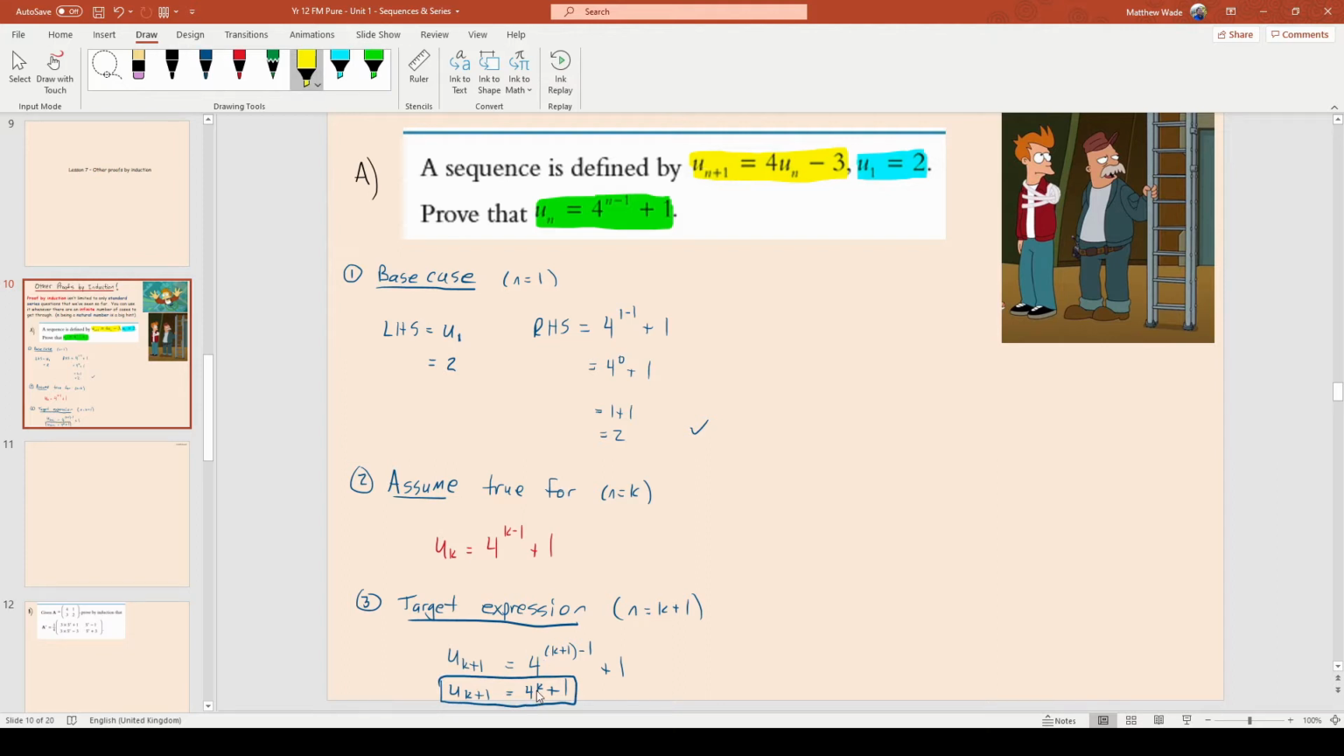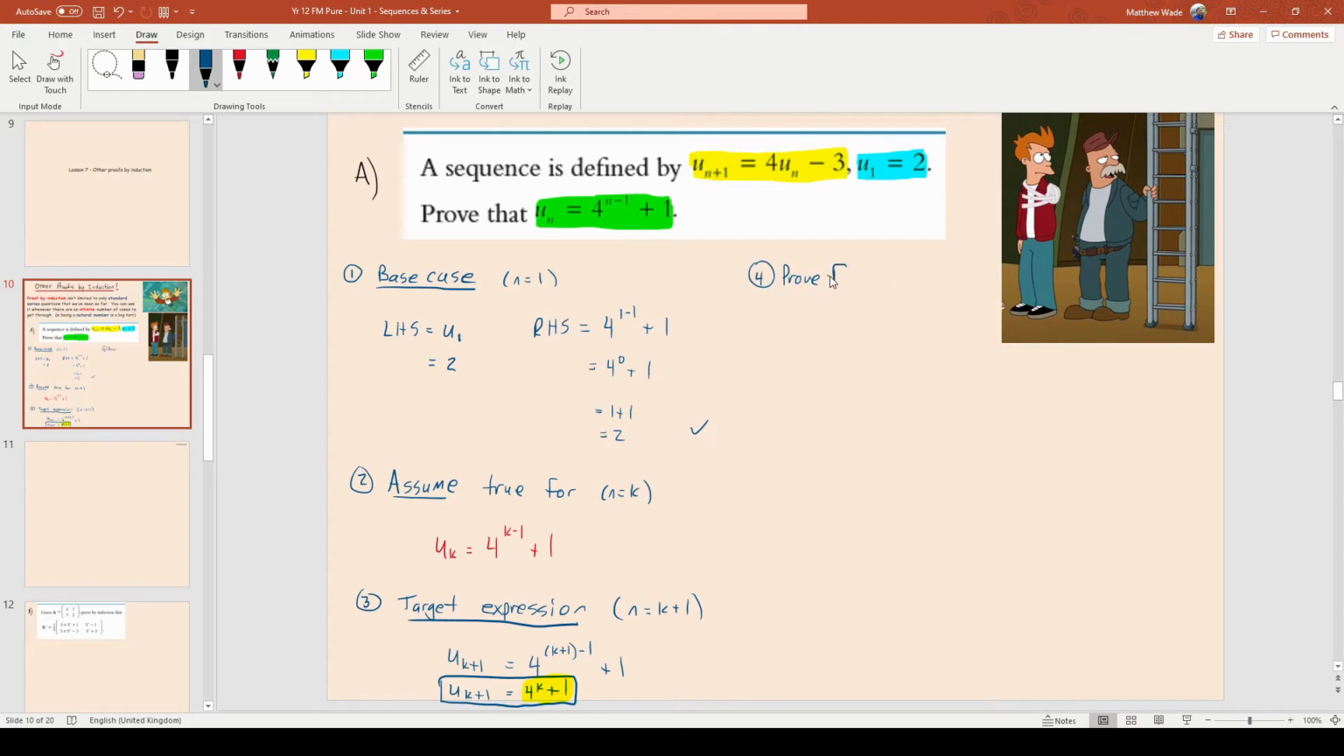If we can get the left-hand side to equal this, then we've done it. So the left-hand side, if this conjecture is true, then the answer should be 4 to the power of k plus 1. So now we're on step 4, proving it.